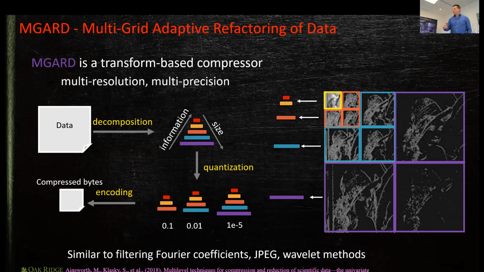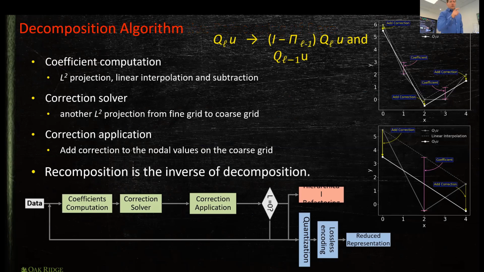So think of it similar to Fourier coefficients. Think of it similar to, say, wavelet methods. So let's look at this. Q is going to be for your quantity of interest. U is the quantity that we're trying to reduce. I is the identity matrix. And then you can see this is a restriction method, how to go from a level L to a coarser level L-1.